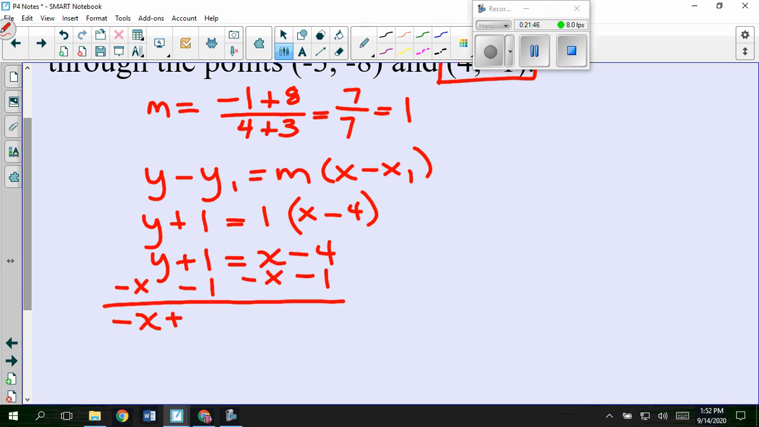Now, you may have a pre-calculus teacher that would prefer that you do each step individually, and if that's the case, you can do that. Maybe check with your pre-calculus teacher to see if that's important. Otherwise, we now have the standard form of -x plus y equals -5.